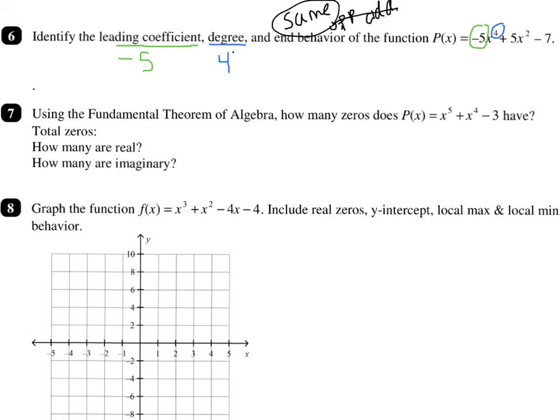And now we just have to figure out if they both point up or if they both point down. Will they both be like that, or will they both be like that? So now we turn to that leading coefficient. Since that leading coefficient is negative, it means that both the arrows point down. So that's the end behavior. And that's all you need to write for this question.